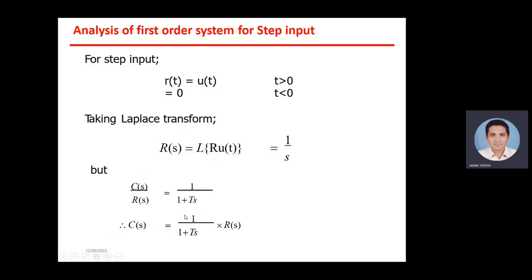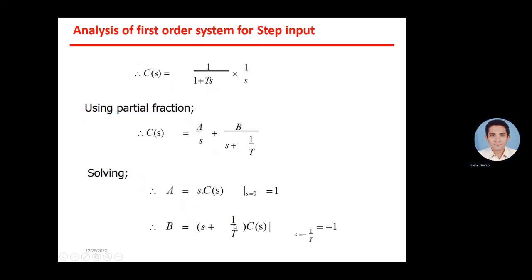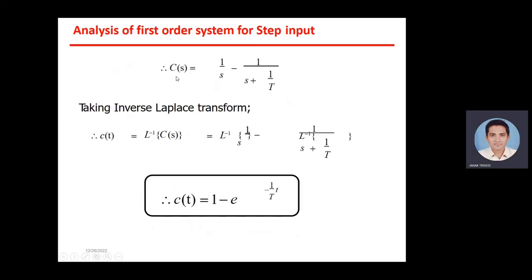So C of S equal to 1 upon 1 plus Ts into R of S, that is equal to 1 upon 1 plus Ts into 1 by S. Using partial fractions, C of S equal to A divided by S plus B upon S plus 1 by T. In this case, after solving, A equal to 1 and B equal to minus 1. So we get C of S equal to 1 upon S minus 1 upon S plus 1 by T.